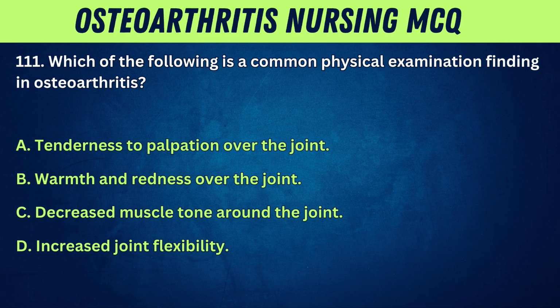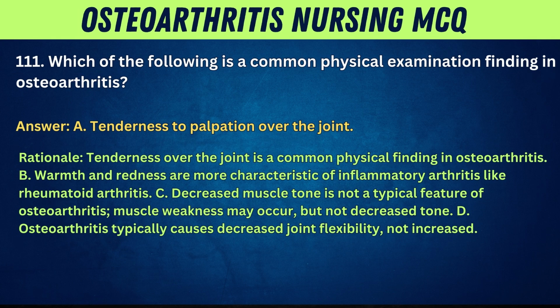111. Which of the following is a common physical examination finding in osteoarthritis? A. Tenderness to palpation over the joint. B. Warmth and redness over the joint. C. Decreased muscle tone around the joint. D. Increased joint flexibility. Answer: A. Tenderness to palpation over the joint. Rationale: tenderness over the joint is a common physical finding in osteoarthritis.